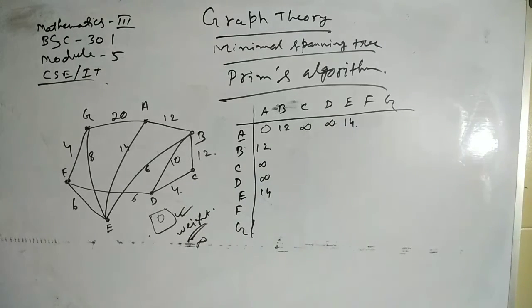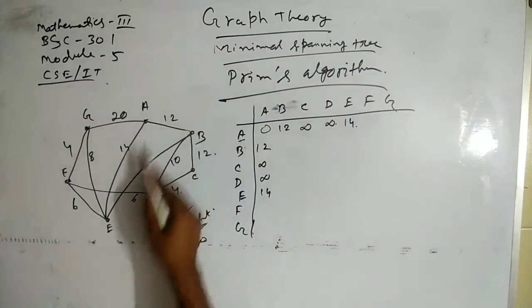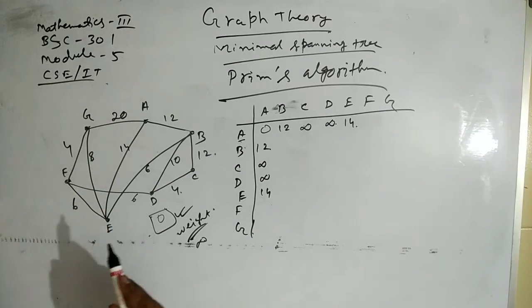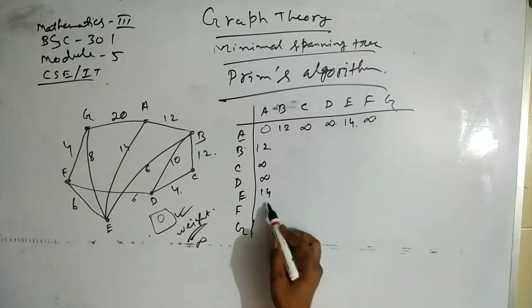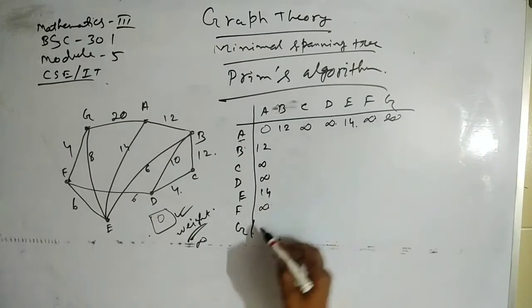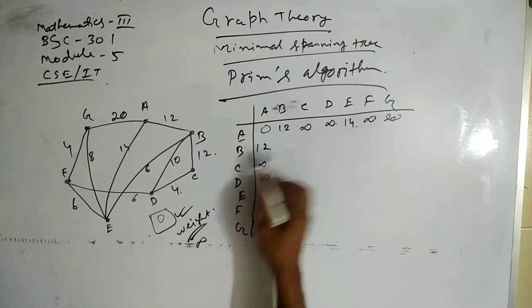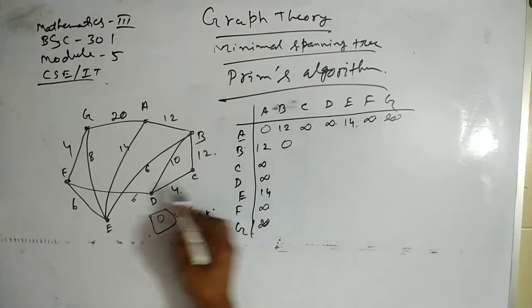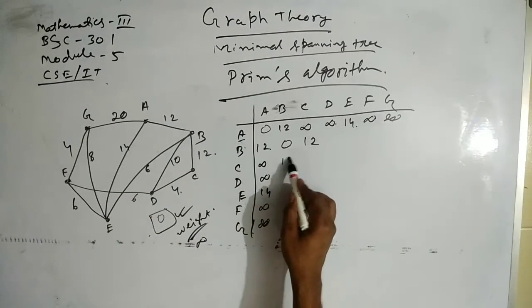Now A to F, there is no edge between A and F, so the weight will be infinite. So F to A will also be infinite, and A to G weight is 20, so G to A is also 20. Now B to B, diagonal element, it will be 0. Now B to C is 12, so C to B will be 12.